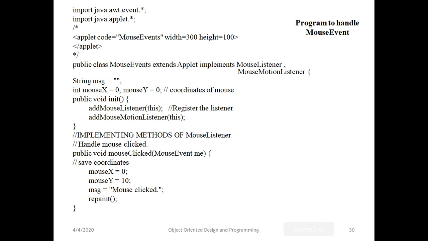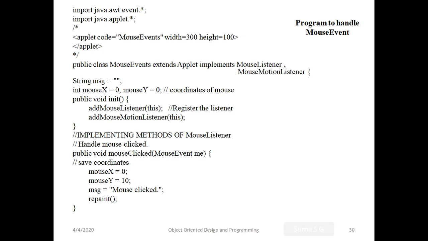So write the applet code: applet code is equal to MouseEvent, width is equal to 300, height is equal to 100. Then you have to import the required packages. The class name is MouseEvents. And since we are implementing the mouse event in an applet program, we will extend the Applet class and implement MouseListener and MouseMotionListener.